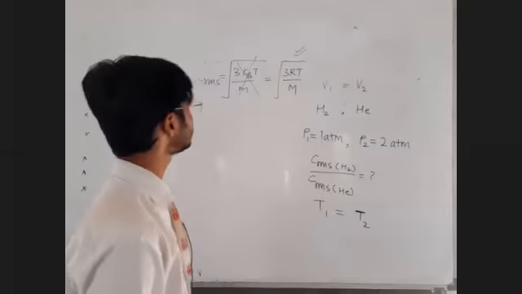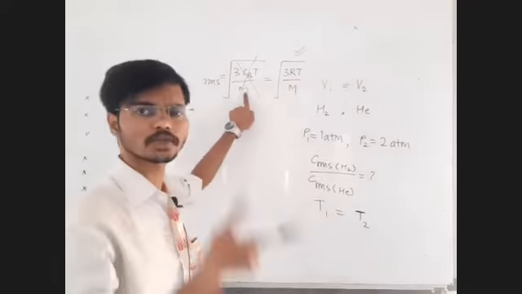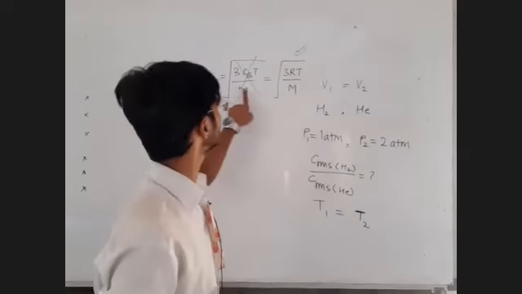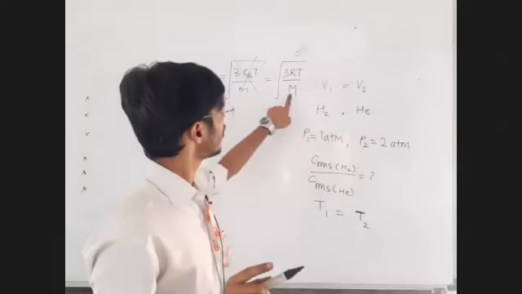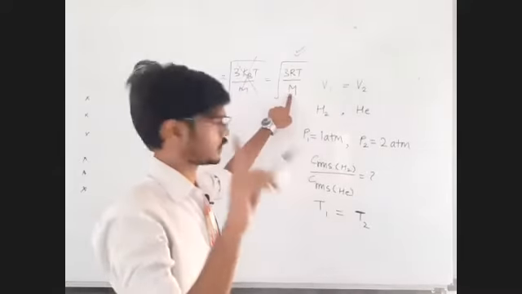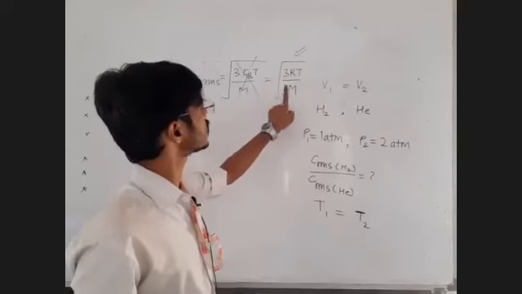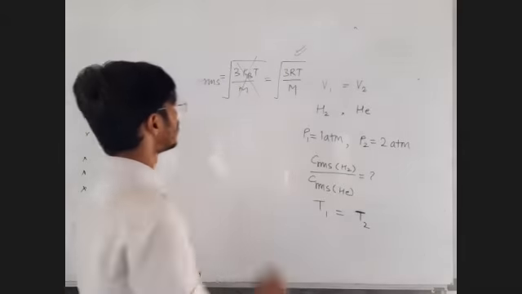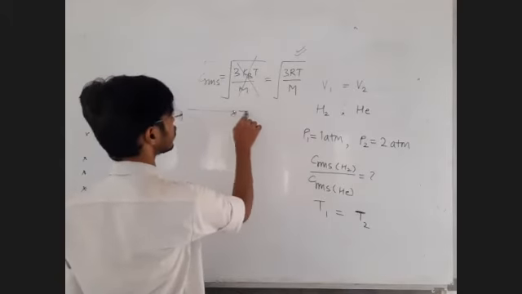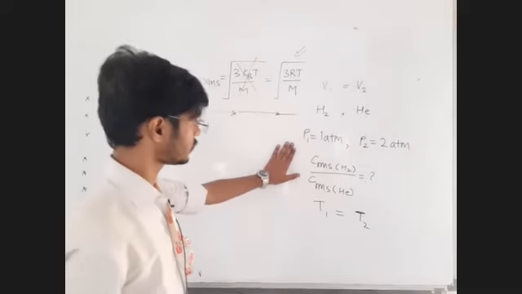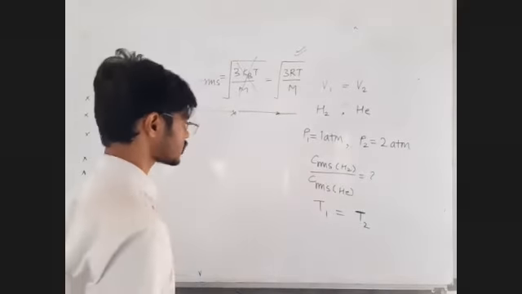Let me give you the logic again. Do I know the mass of a single hydrogen molecule? No, I don't know. Do I know the mass of a single helium molecule? No, I just don't know. Do I know the mass of 1 mole of hydrogen? Yes, I know. Do I know the mass of 1 mole of helium? Yes, I know. So I shall use this formula. This is going to be the criteria for selection of formula. Now I want to take the CRMS ratio. Let's do that.